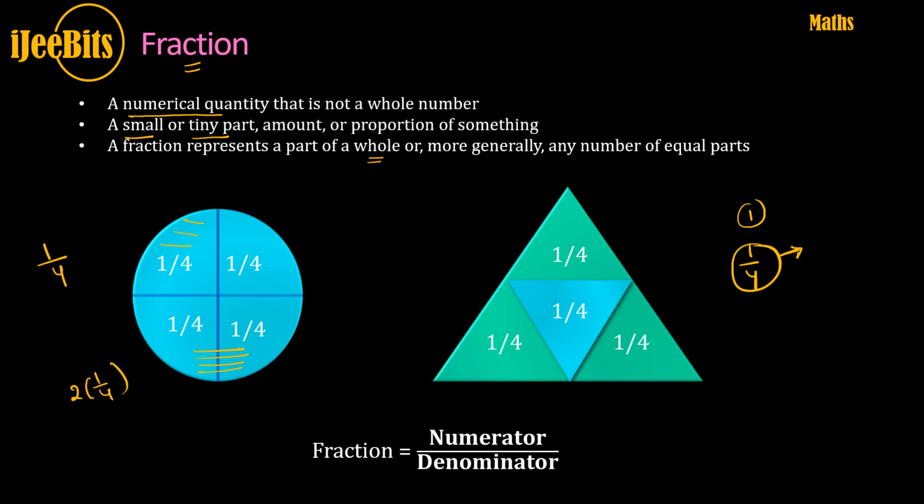In fraction form, we normally have a numerator term and a denominator term. Keep that in mind. In 1 by 4, the top one is the numerator and the bottom one is the denominator. Did you get it? Good.